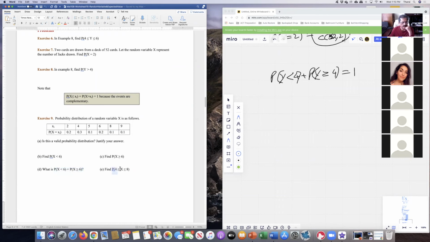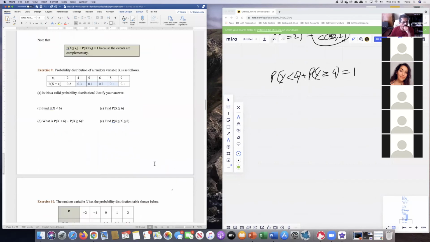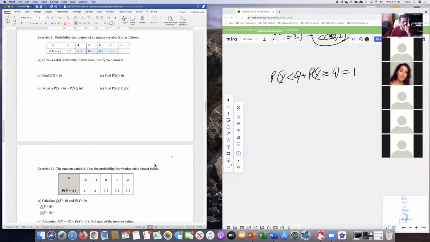What is the probability for x to be between 4 and 8? 0.3 plus 0.1 plus 0.2 plus 0.1. Right, these numbers have to be added up. Exactly. Very good. All right, so that means you understand the distribution.